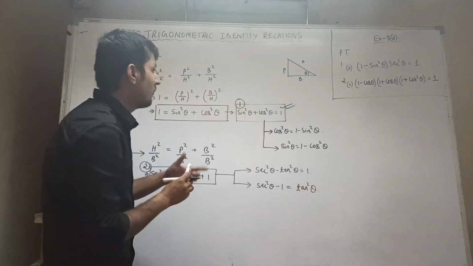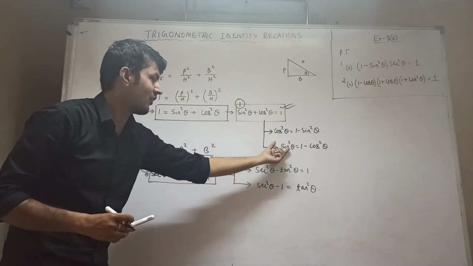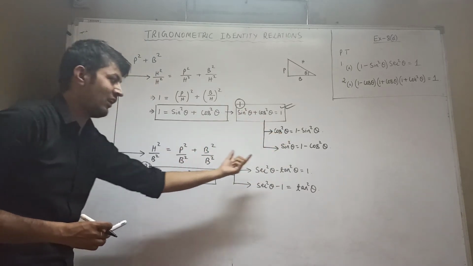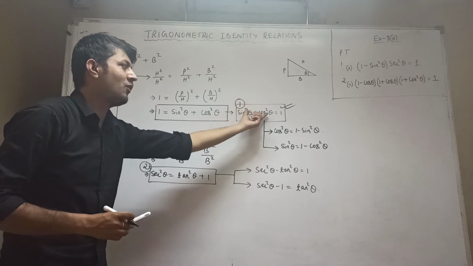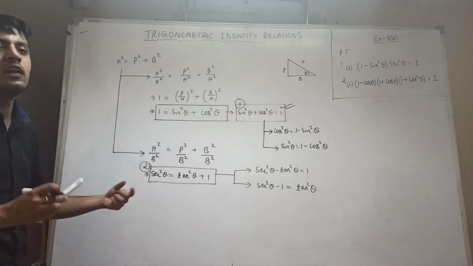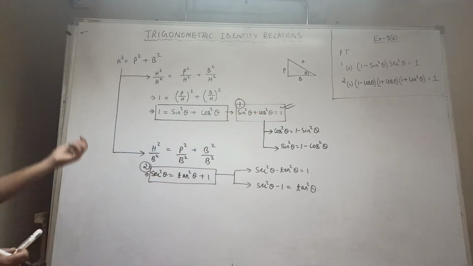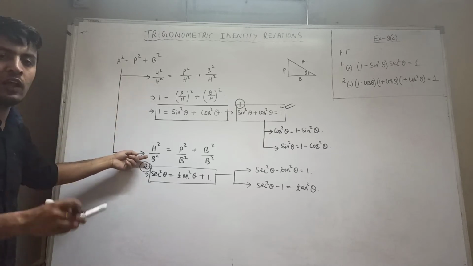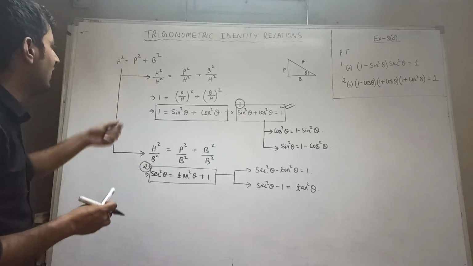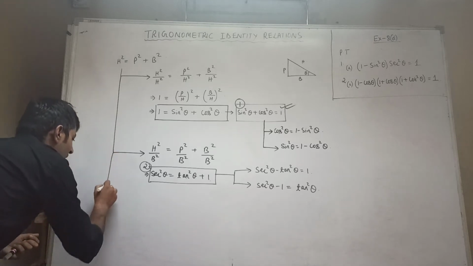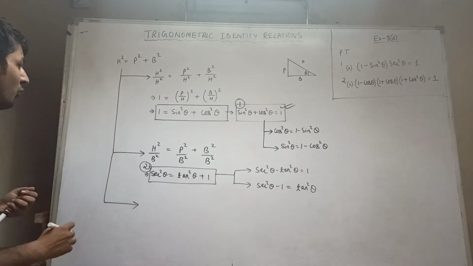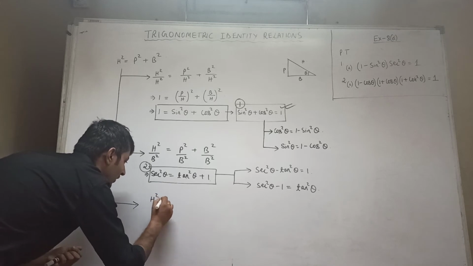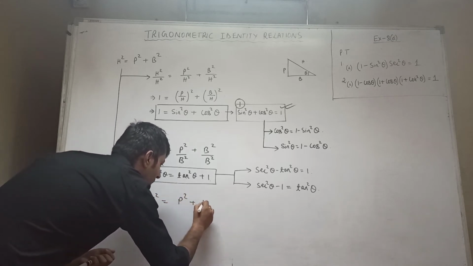So once you remember this, you can easily get this. And once you remember this, you can easily get this. And you know how this has come. Now how to get the third one? See, here I have divided by h square, here I have divided by b square. Now next, you will be dividing by p square. So it will become h square is equal to p square plus b square.